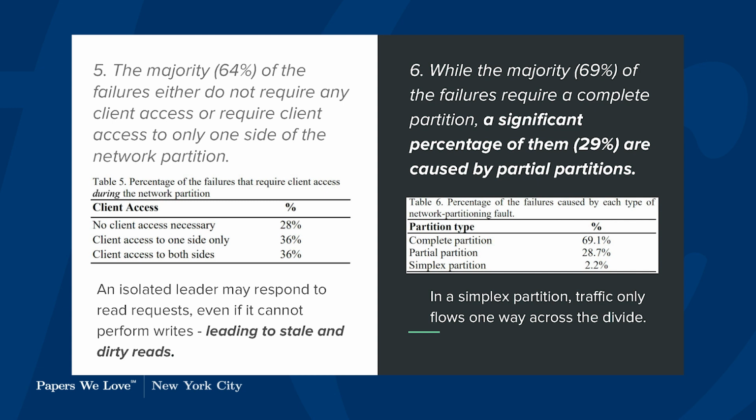So next up, while the majority of the failures require a complete partition, 29% of them are caused by partial partitions. We will dig into this. One note about this table: a simplex partition is where traffic only flows one way across a divide. So if you have A and B and there's a partial network partition, A can still send messages to B, but B can't respond back to A.